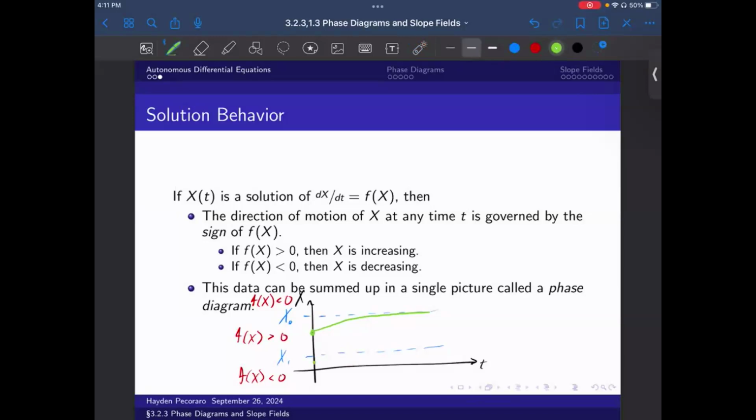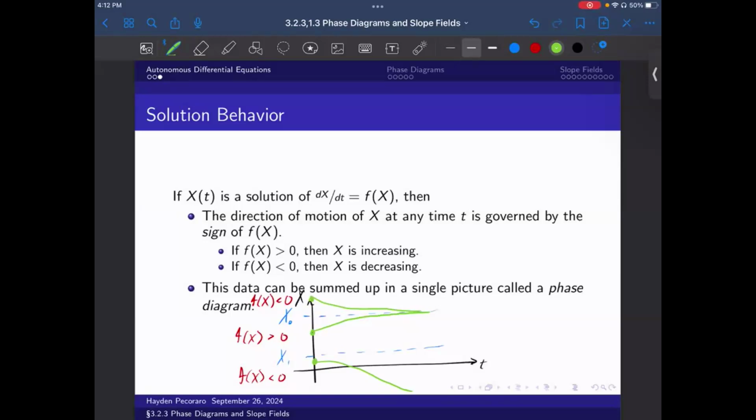Similarly, if I start with a value over here that might be very, very close to x1, and then I go to the right, my solution should try to get further away from this equilibrium value, simply because that f of x function is negative, and that tells me the derivative of x is negative, and so it goes down. Same thing happens up on top. Initial value over here, then your function tries to get closer to x0.